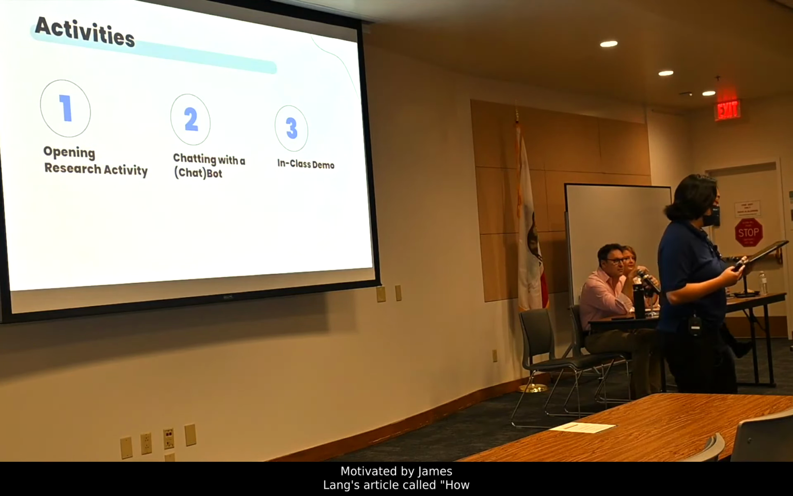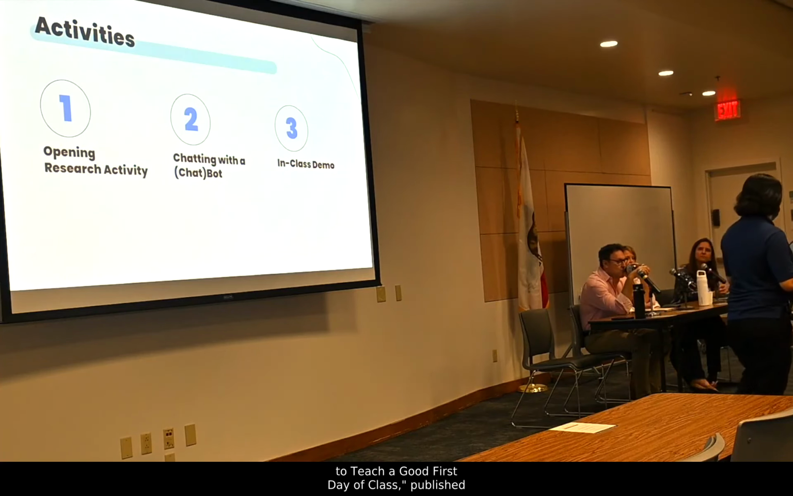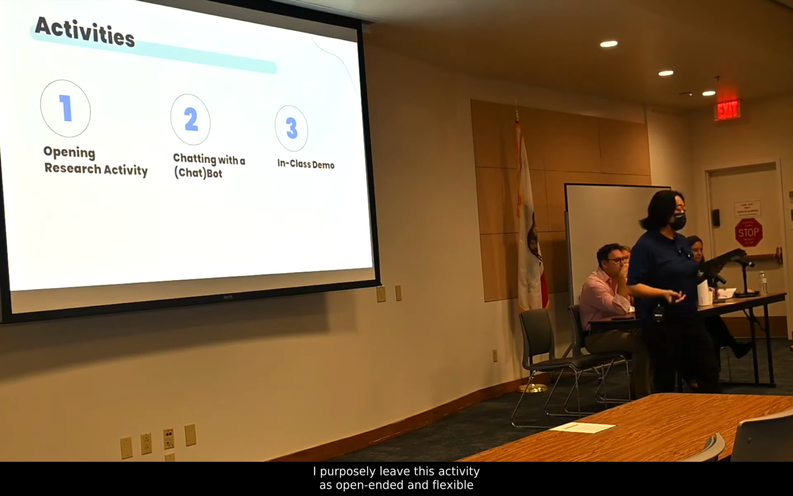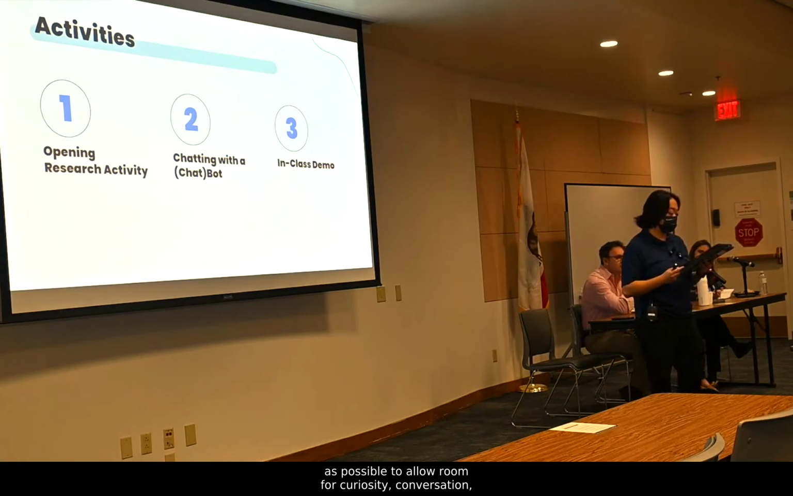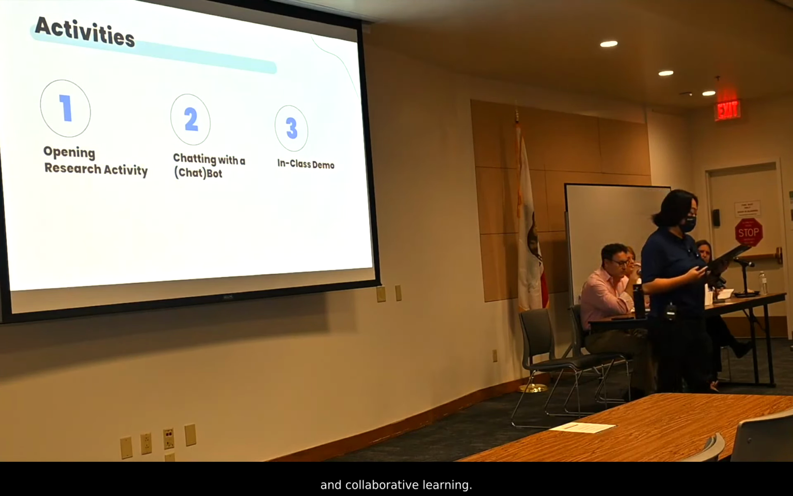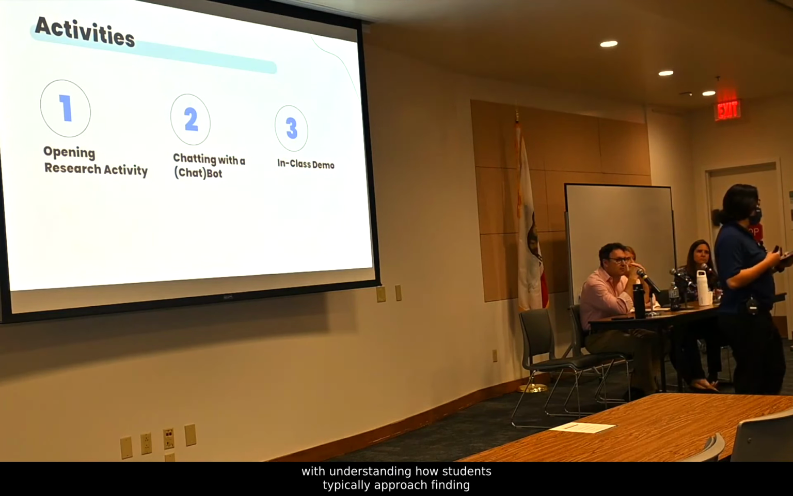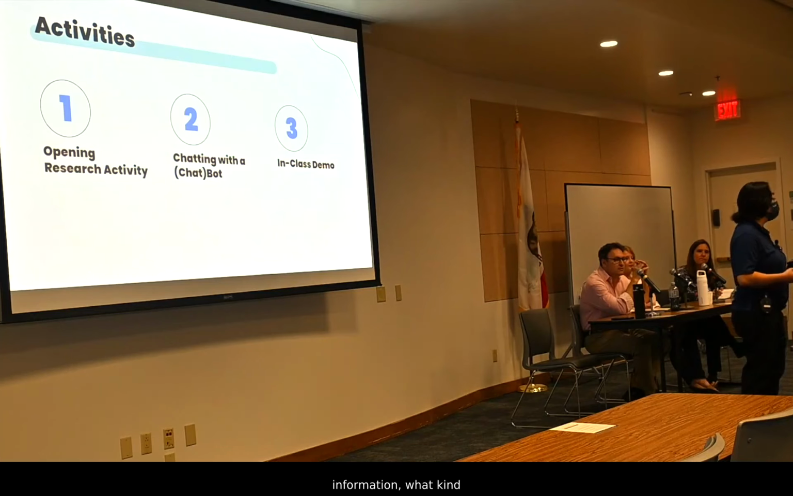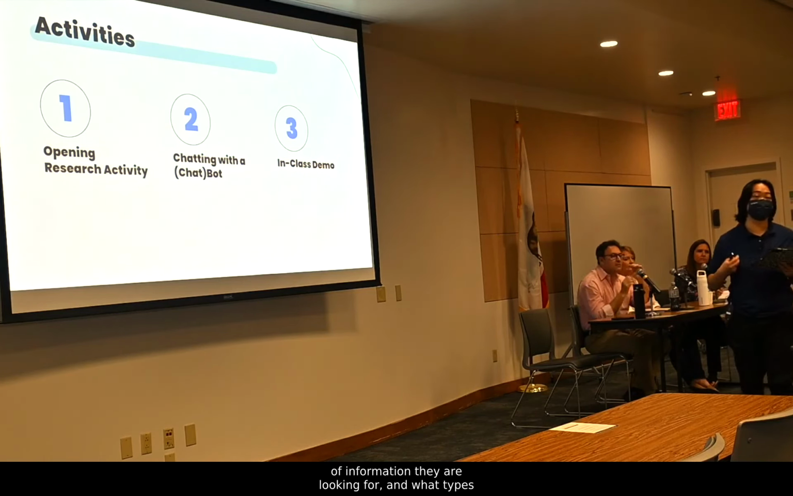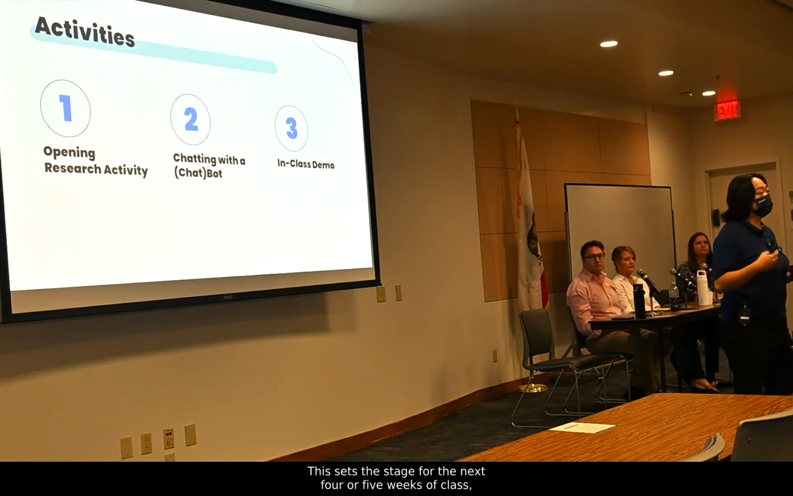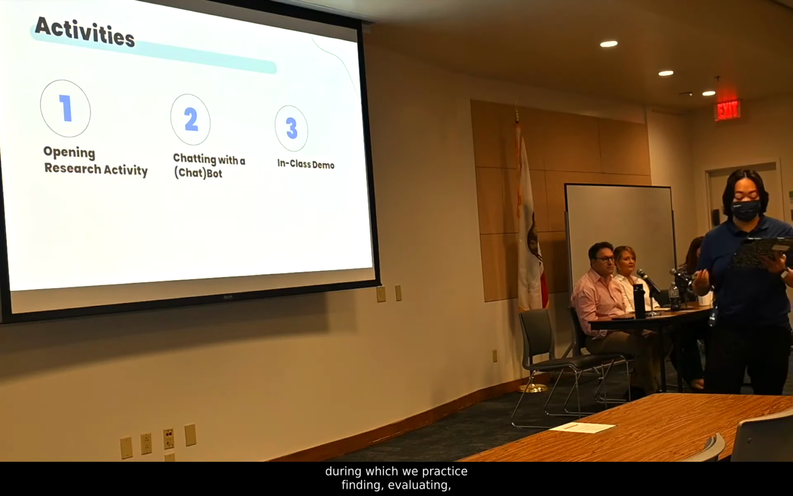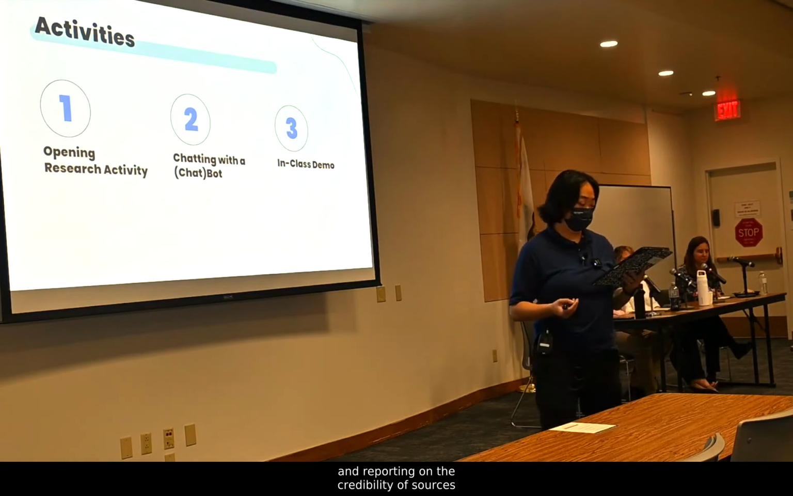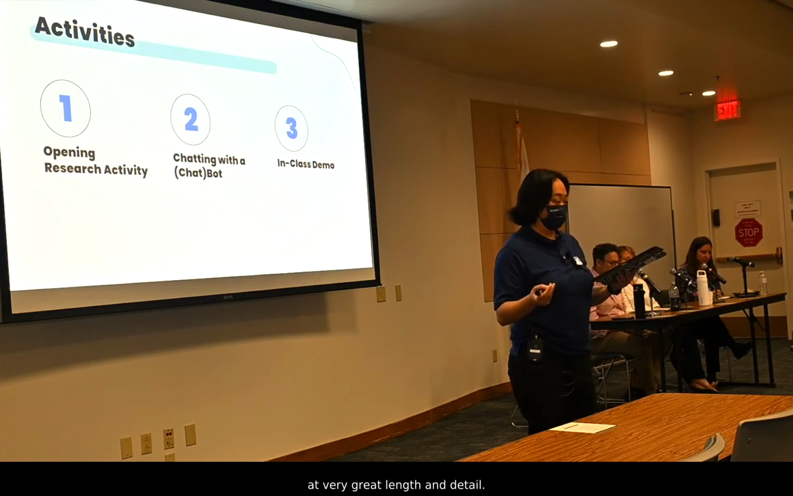Motivated by James Lang's article called How to Teach a Good First Day of Class, published in the Chronicle of Higher Education, I purposely leave this activity as open-ended and flexible as possible to allow room for curiosity, conversation, and collaborative learning. The activity is most concerned with understanding how students typically approach finding information, what kind of information they are looking for, and what types of sources they trust. This sets the stage for the next 4 or 5 weeks of class, during which we practice finding, evaluating, and reporting on the credibility of sources at very great length and detail.